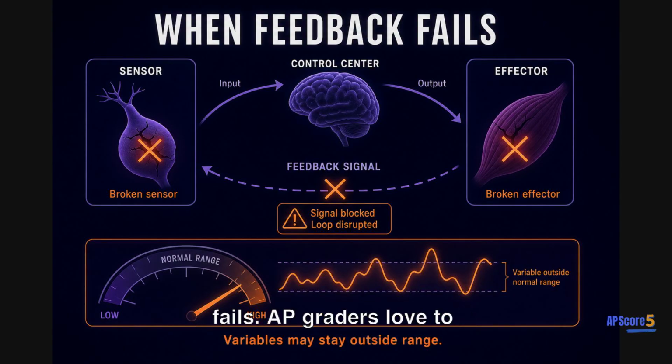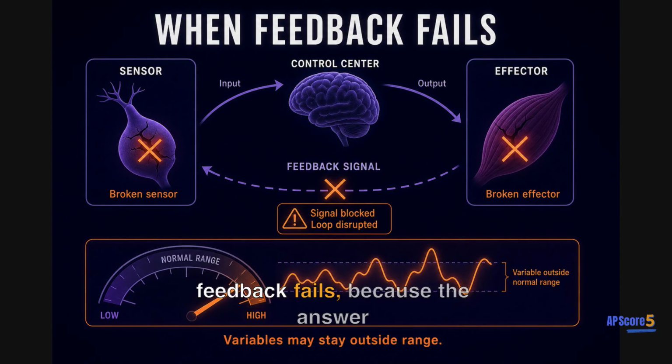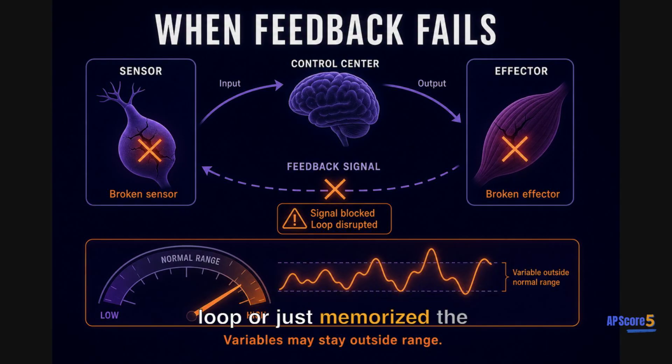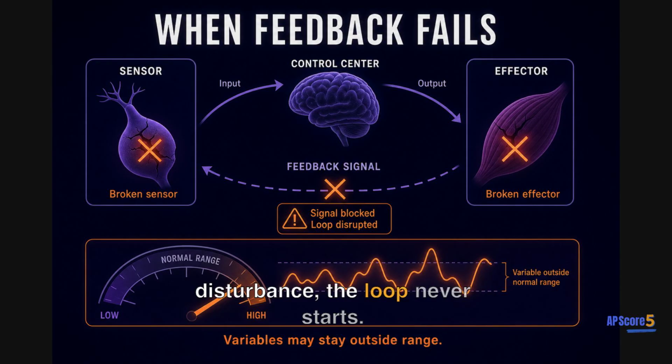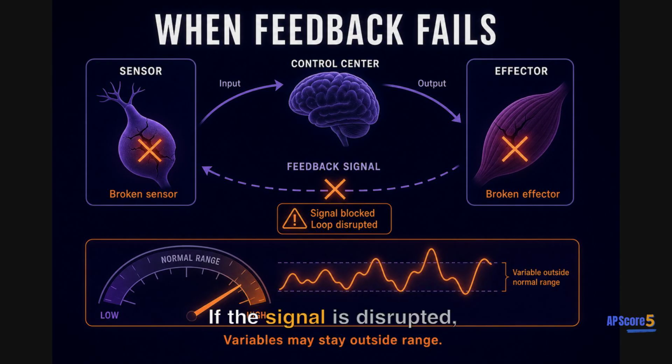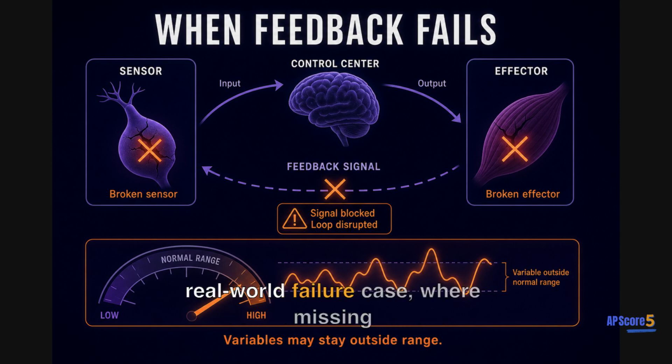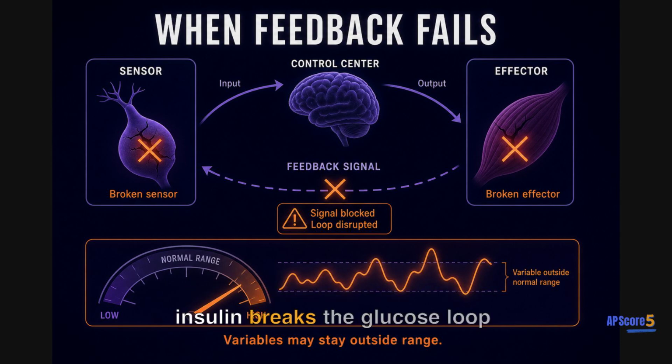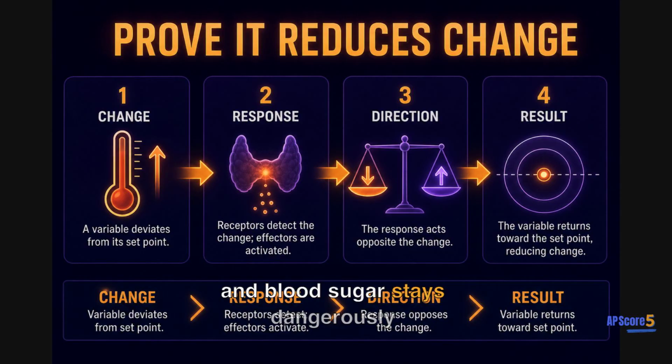AP graders love to ask what happens when negative feedback fails, because the answer reveals whether you understand the loop or just memorize the example. If sensors cannot detect the disturbance, the loop never starts. If the signal is disrupted, the response is weak or absent. If the effector cannot act, the variable stays abnormal. Type 1 diabetes is a real-world failure case where missing insulin breaks the glucose loop and blood sugar stays dangerously high.